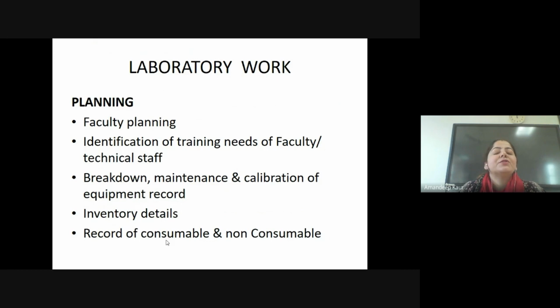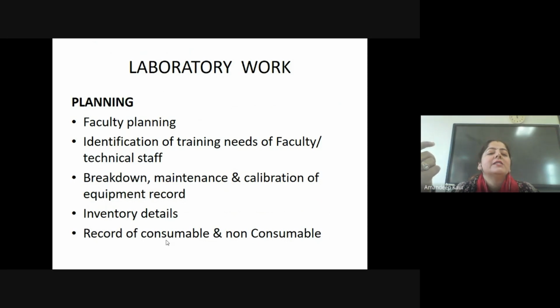So when it comes to the planning of the laboratory environment, in the faculty planning that we already discussed, the faculty needs to prepare two different sheets. One is for the practical part, planning and organizing of the practical activity, and the second is for assessment and evaluation of the practical activity. So what kind of record you need to have as far as the student assessment and performance is concerned.